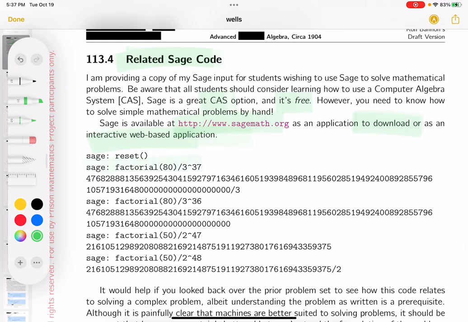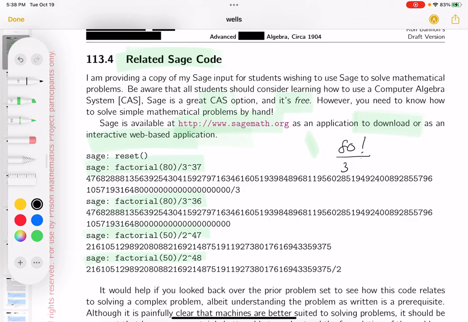What I wanted to do was go through SAGE over here, and again, SAGE is an open source computer algebra system. Go to the website. You can download it or use the interactive web-based application. What I was doing is just testing out what I was saying in my proofs by using SAGE to help me out with it. And why is that? SAGE can do outrageously tough things. Like it can actually do 80 factorial.